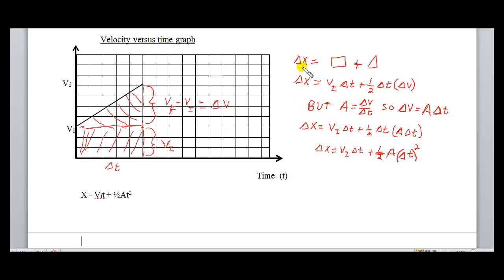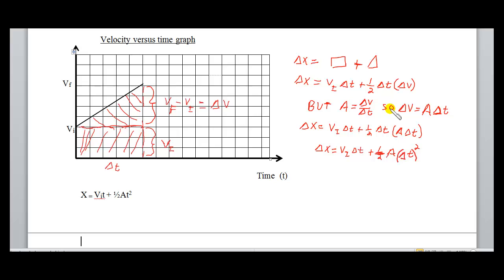So here's what we have. My displacement delta x, as before, is the sum of the area of my rectangle plus the area of my triangle. Now the area of my rectangle is simply v i times delta t. That is, it's v i, this height here, times delta t. And the area of my triangle is 1/2 the base times the height. The base is also delta t, and the height is delta v. But understand that this object is undergoing an acceleration, and acceleration is delta v over delta t.